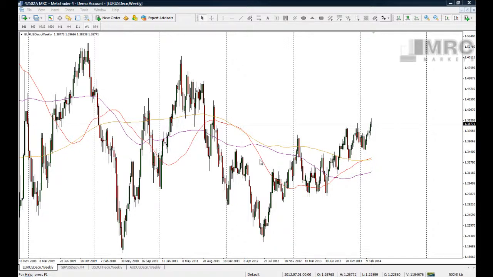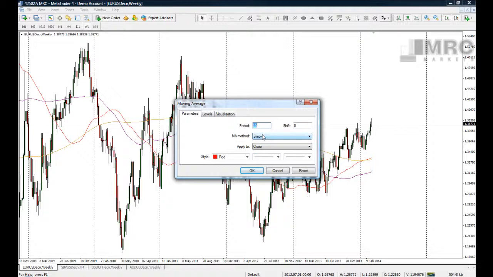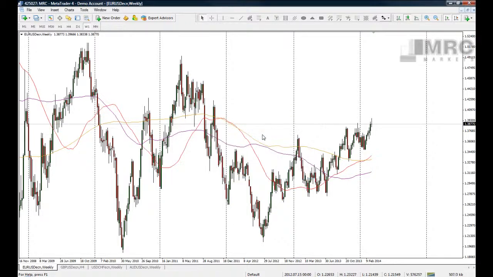Also, for any new followers out there, we have 3 moving averages on each of these charts. It should be a 50, not 55, that doesn't really make much difference. So you've got a 50 simple moving average, the purple is 100, and the gold is a 200 simple moving average.